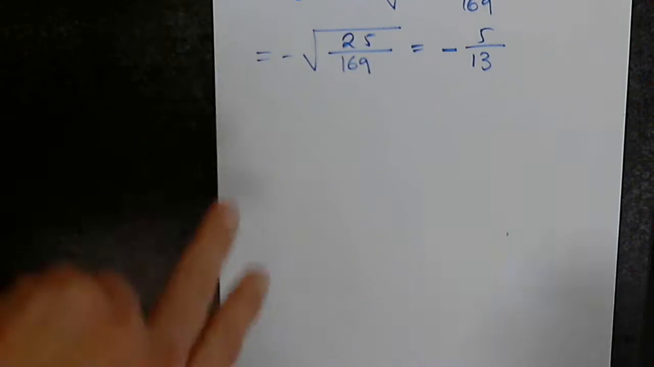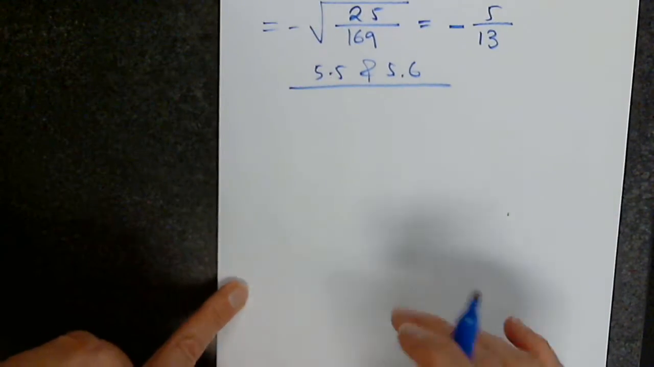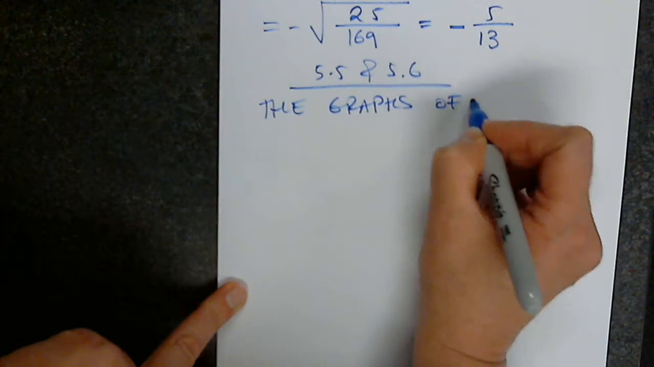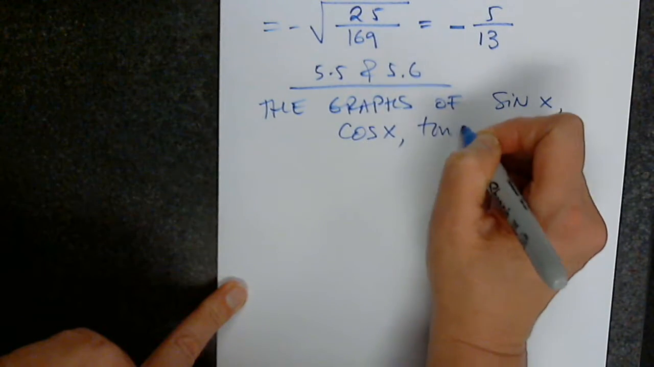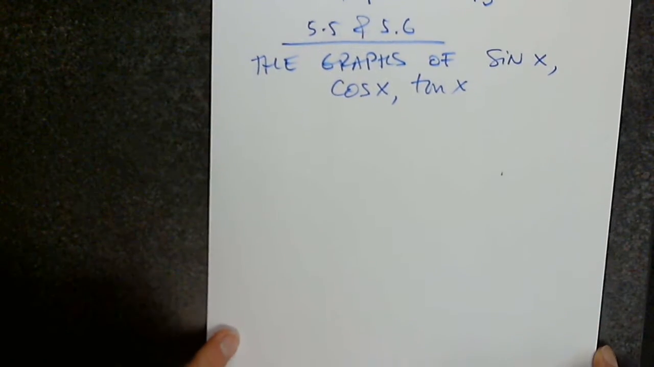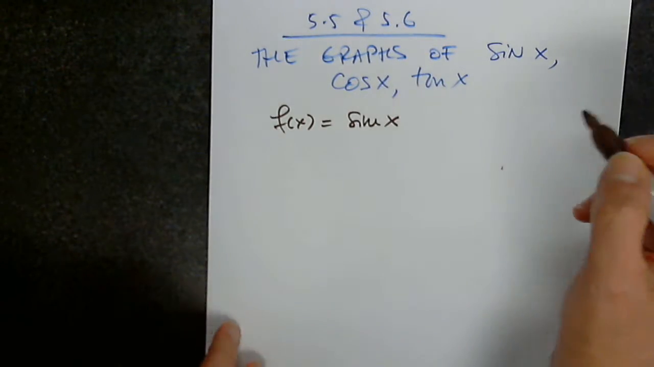So in the next 2 sections, 5.5 and 5.6, we are going to look at 3 functions. They're graphs. So section 5.5 and 5.6 together, the graphs of sine x, cosine x, and tangent x. And of course, there is no escape from little transformations, just a little bit, because we know them and we studied them. Okay, so let's start with f of x, which is sine x.